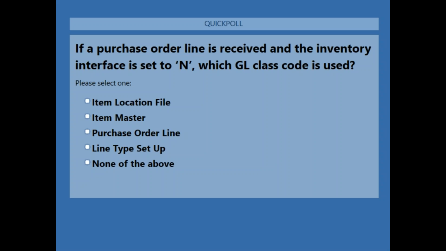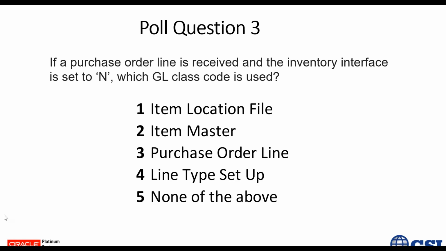Okay, there we go. All right, so the vast majority of you selected the line type setup, and you would be correct. The second most was actually the purchase order line, which I might give you a pass on, because that one's a close second. Okay, it will come from the line type setup because it's set to N.